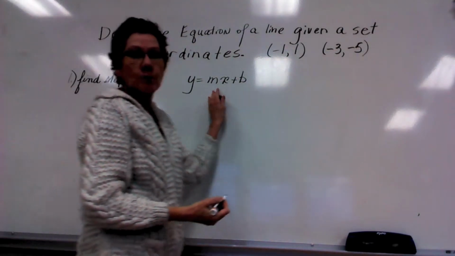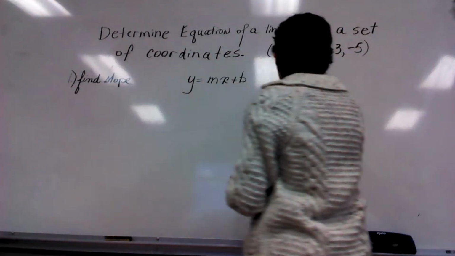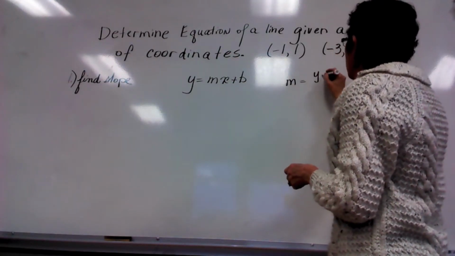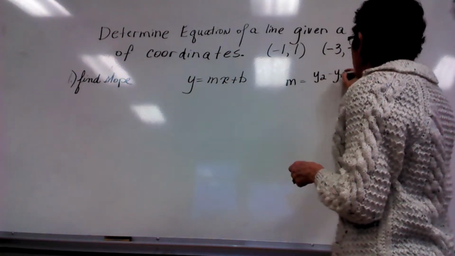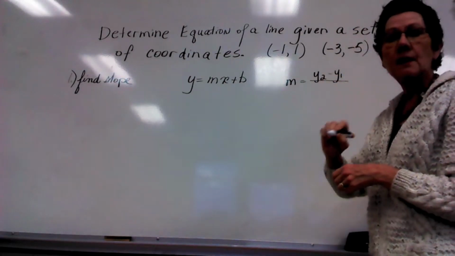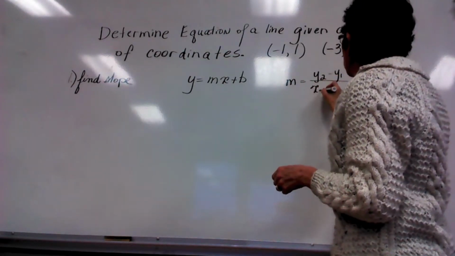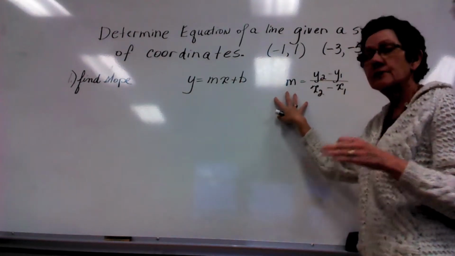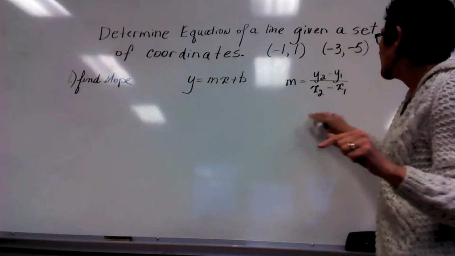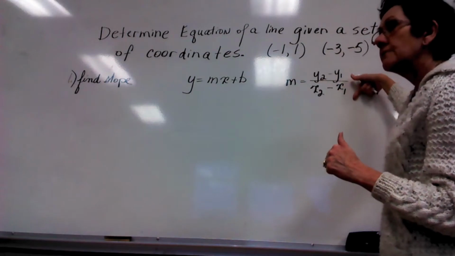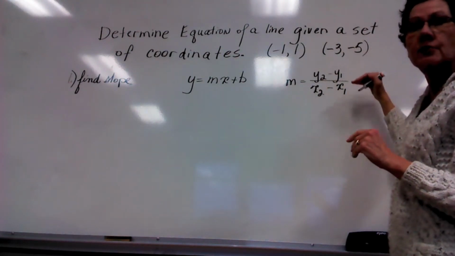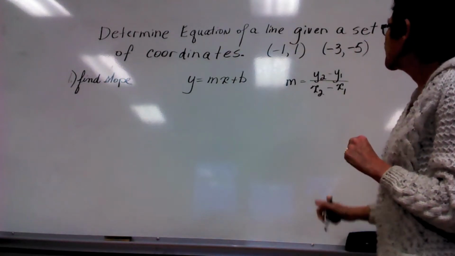So we'll get the slope formula, m equals y2 subtract y1 divided by x2 subtract x1. Paying attention again to the most common error, which is inverting. Don't invert. Keep your y as your numerator, your x as your denominator.